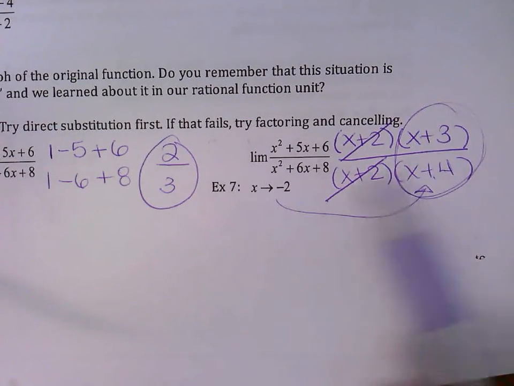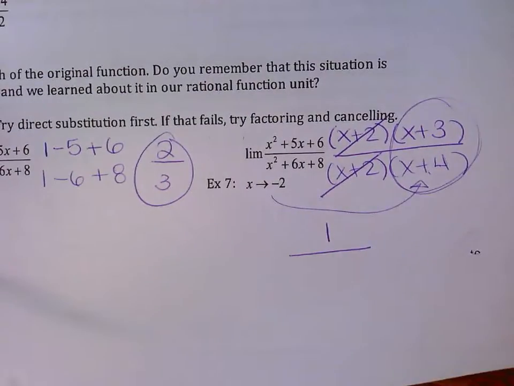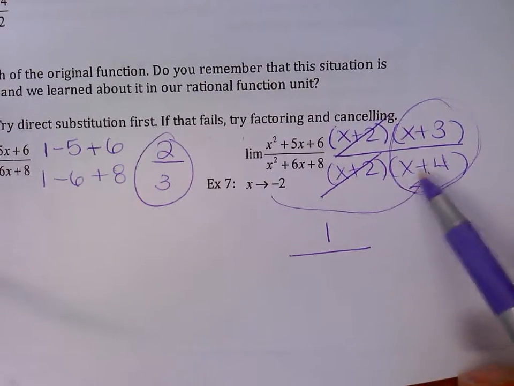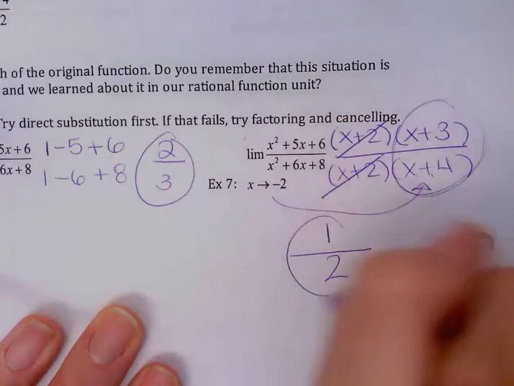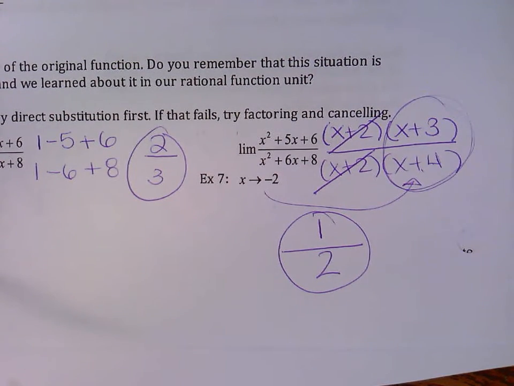I get -2 plus 3, positive 1 on top, and then -2 plus 4, 2 on the bottom. So the answer for that one would be 1/2. So both of those are substitution. This one you have to cancel first. So those are your first two strategies on limits.